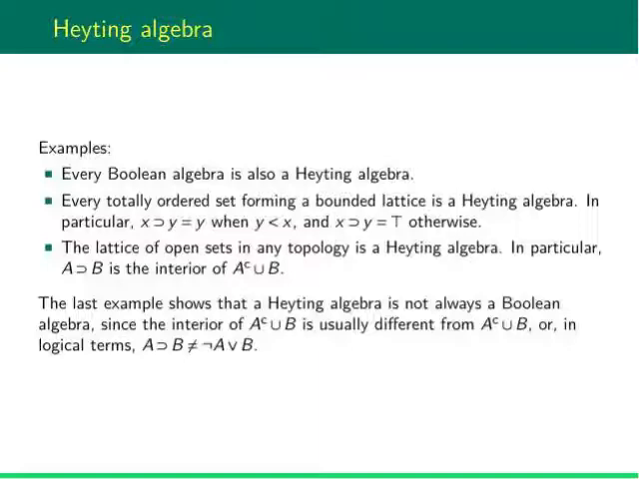Every totally ordered set forming a bounded lattice is a Heyting algebra. The lattice of open sets of a topology is a Heyting algebra. The last example is important. It shows that a Heyting algebra is not always a Boolean algebra.